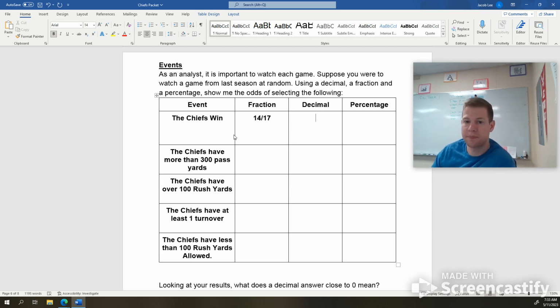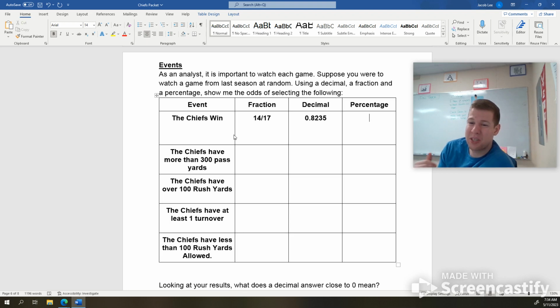That's my fraction. To make that a decimal, well, we've talked about this. Fractions just mean division. So you'll take your calculator, 14 divided by 17. Give me 4 decimal places. All right, so this one says 0.82352. I'll round that to 0.8235. There's my decimal.